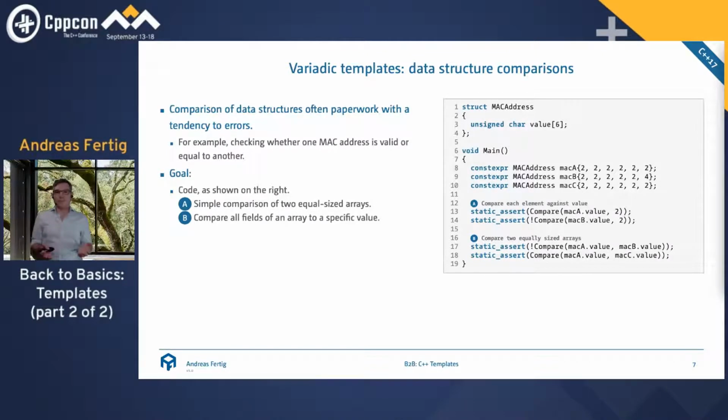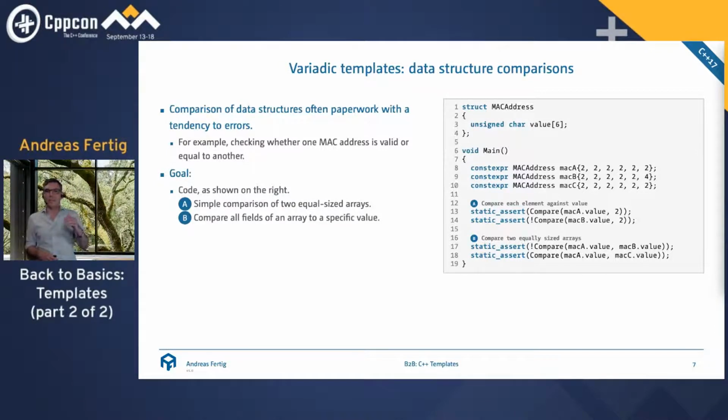And the goal is that I'm able to either, or in both versions to be precise, to call a function called compare, which is able to compare my MAC address or the array in it against a value. As shown here on line number 13 and 14, that should tell me whether each element in that array equals that number I'm passing in here or not. So for my MAC A, that should yield true as the static assert indicates, and for my MAC B in line 14, that should return false, my compare, so I have to negate the result here to make that static assert pass. That's the one application.